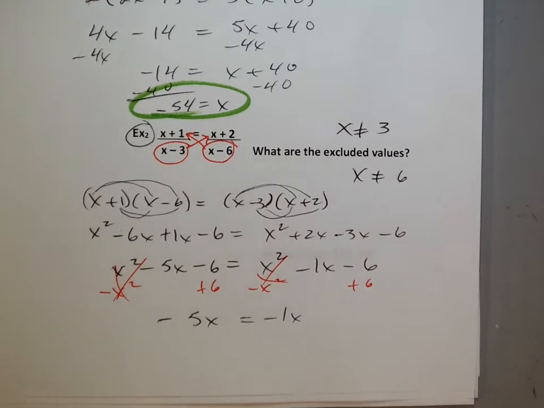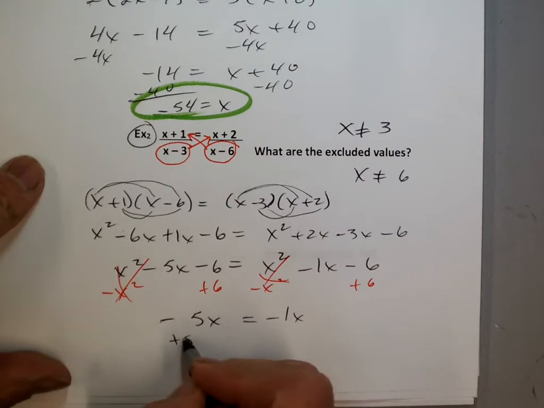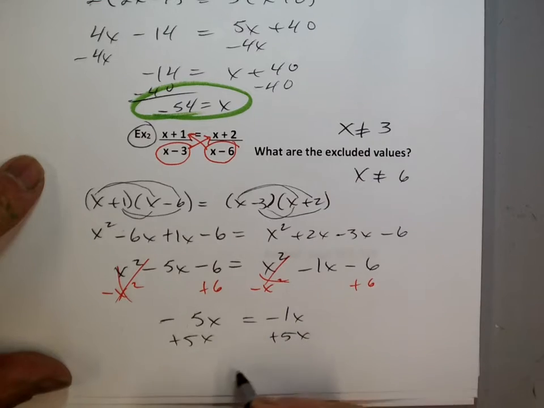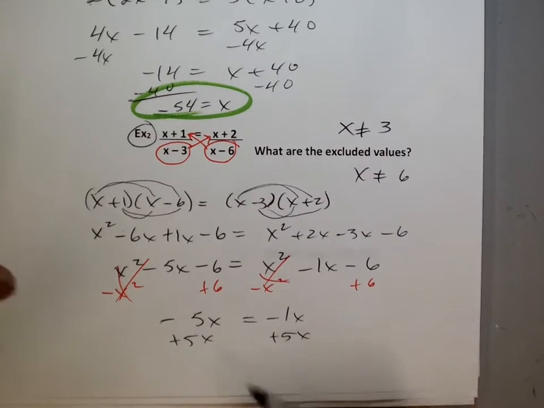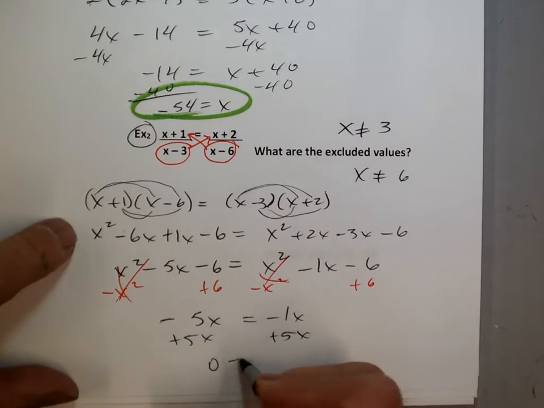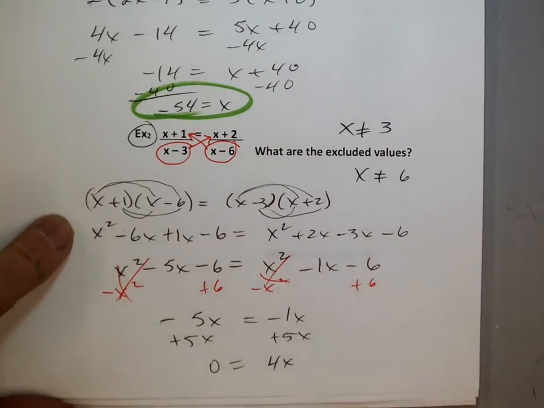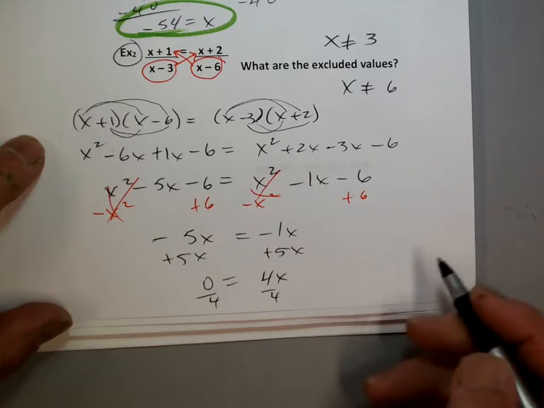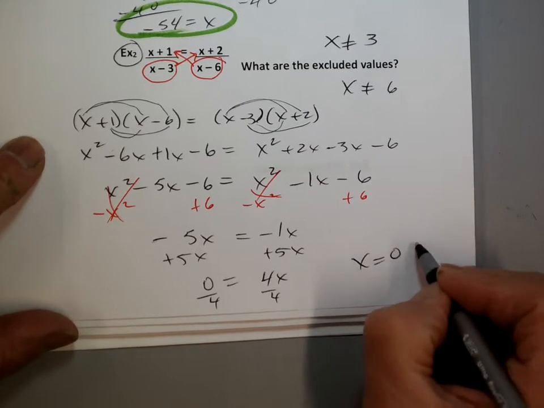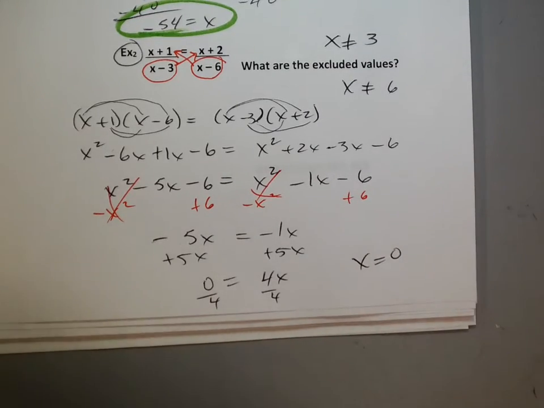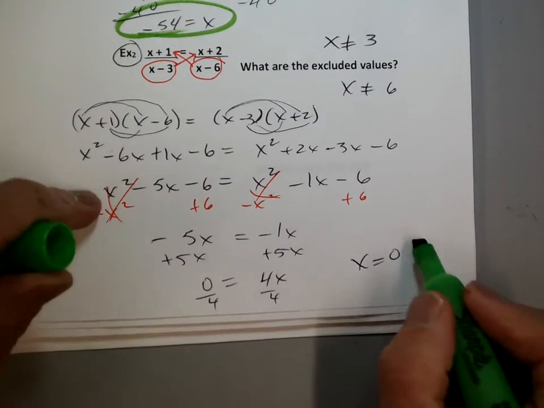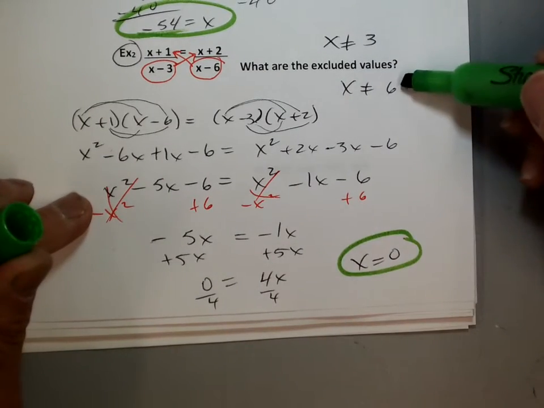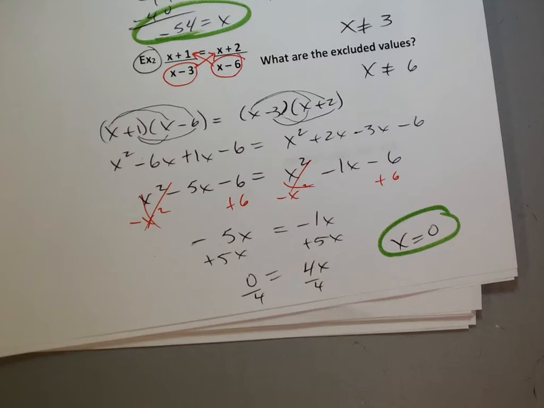Now, okay, what the heck? Well, I can do this. So let's go plus 5x. And this is 0. And then if I divide by 4, I get 0. So x equals 0. Now that should work because what we said x couldn't be was 3 or 6. 0 is a number, so 0 is our answer.